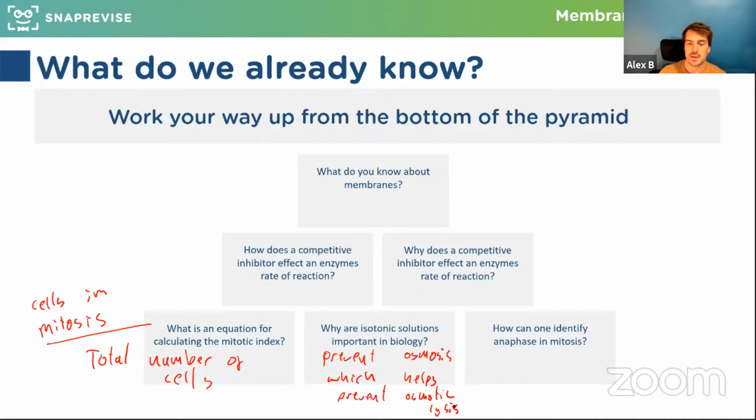Ethan, it's a good question. In plant cells, it's a little bit different. What happens in plant cells if you put them into pure water, and why do they have a different response?